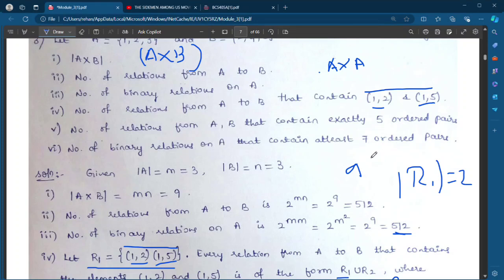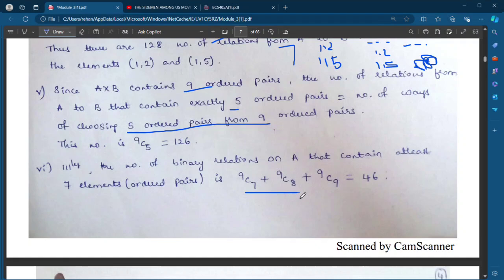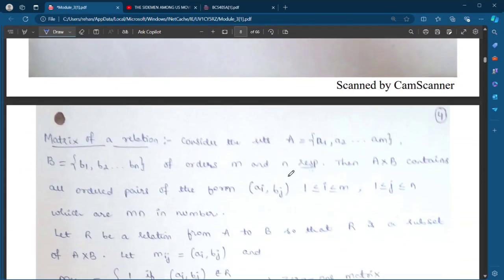Then last, number of binary relations on A that contains at least 7 ordered pairs. So if it is at least 7, then greater than or equal to 7. Okay, greater than or equal to 7, so it will go till 9. So 7, 8, 9. In the same way, if you are using combination, it will be 9C7 plus 9C8 plus 9C9. See, same thing. Whatever the following answers are, just add them up.